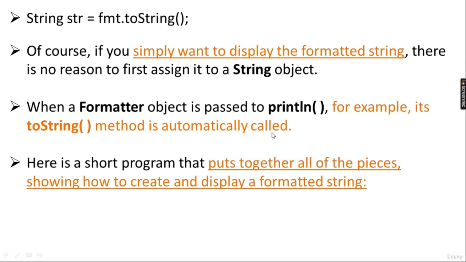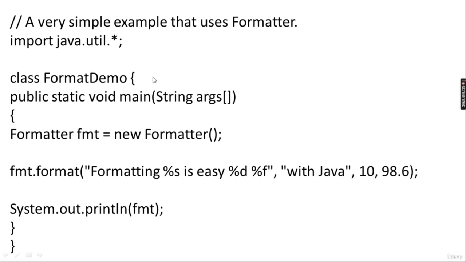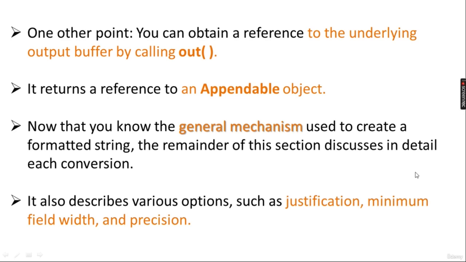Here is a short program that puts together all of the pieces, showing how to create and display a formatted string. In FormatDemo, first of all, a Formatter object is created. The java.util package is imported over here. Then we call format.format and print with println.